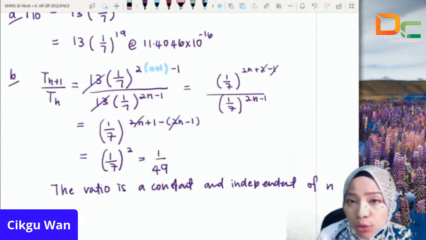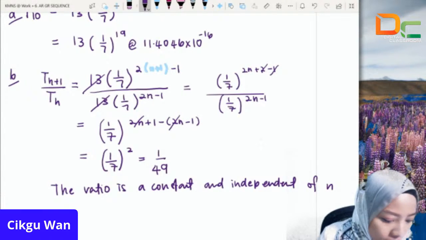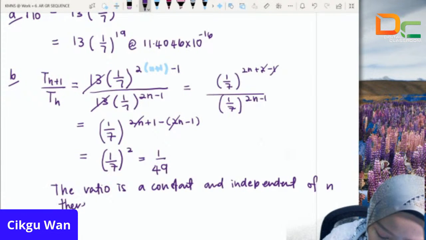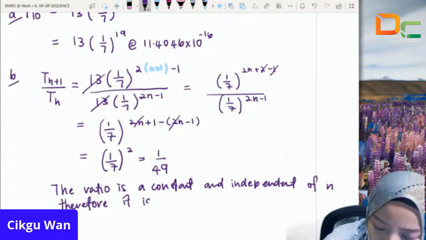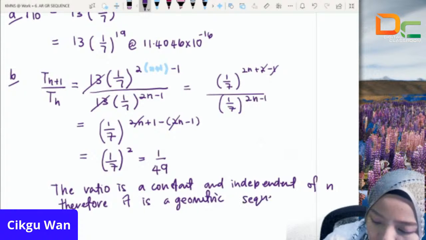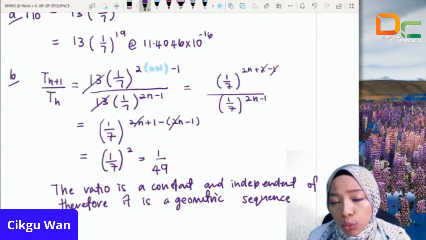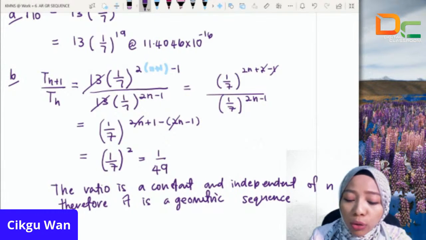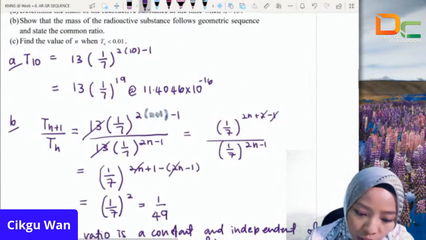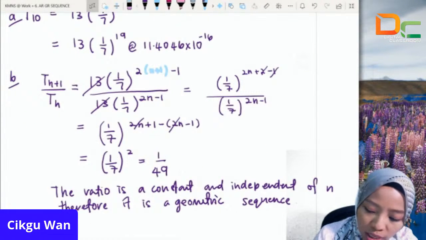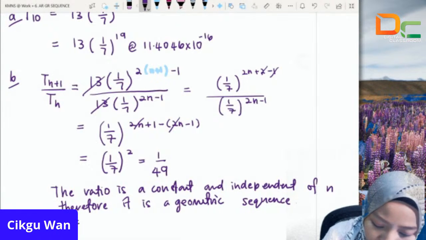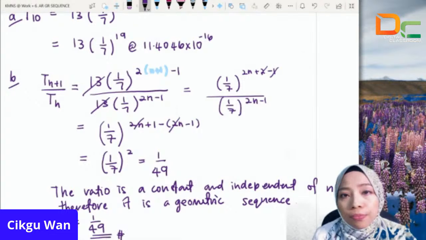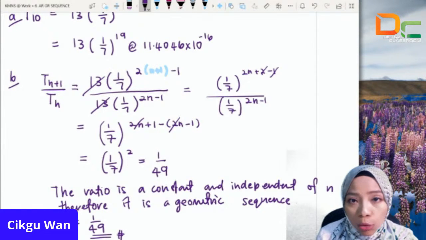So the ratio is a constant and independent of n. Okay, therefore it is a geometric sequence. Ini barulah cara yang betul untuk you menunjukkan sesuatu itu geometric sequence atau tidak. Ingatkan, not just for my students but all of you. Okay. So and then state the common ratio. So this is the common ratio lah. Restate lagi sekali. So the ratio R is 1/49. Okay. Alright. Can we continue for the next example?